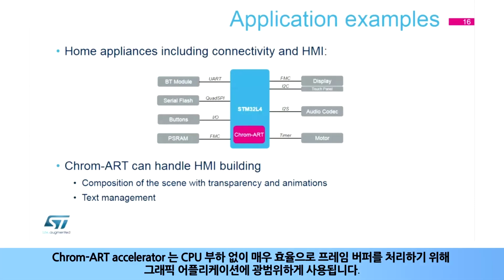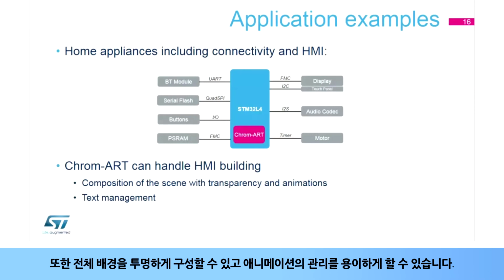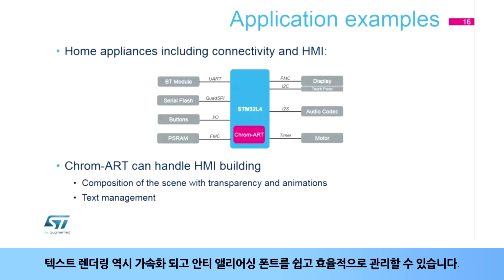The ChromART accelerator is widely used in any graphical application to compute the frame buffer without any CPU load and with a very efficient throughput. It can compose the whole scene with transparency and facilitate the management of animations. Text rendering is also accelerated, making it easy and efficient to manage anti-aliased fonts.